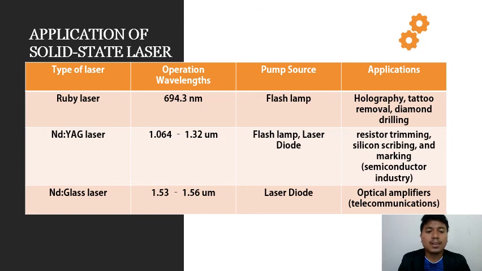For the third one, the glass laser is used in the telecommunication sector, for example, the optical amplifier. The operation wavelength for the glass laser is 1.53 to 1.56 micrometers, and the pump source for the glass laser is the laser diode.